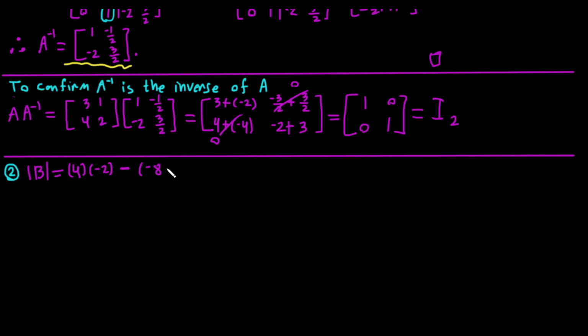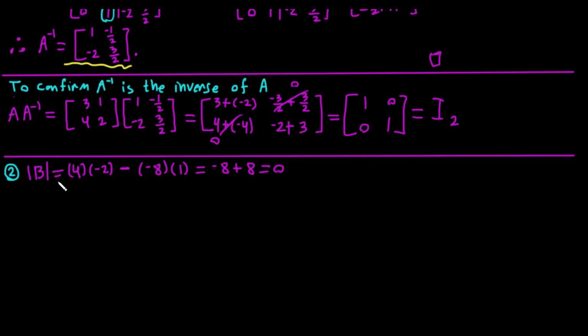Here 4 multiplied by -2, which is -8. Negative with negative, it will be positive, so here it will be 8. And this one is equal to 0.